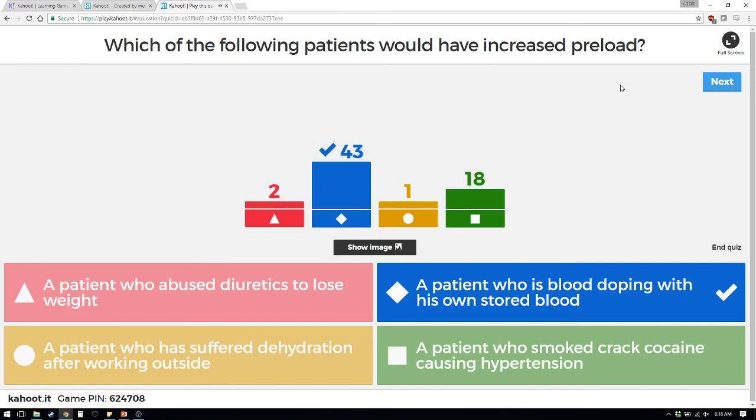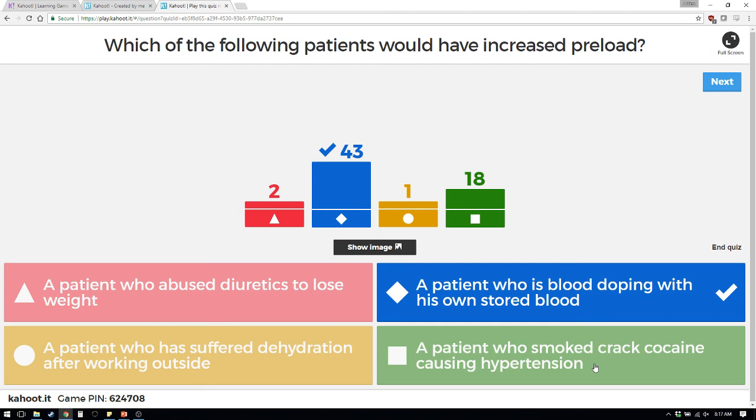Okay, so why is this the correct answer? Yeah, right, so the whole volume of the blood is going up, so more of it is going to be coming back into the heart, right? The patient who smoked crack cocaine would not cause increased preload because that's mainly going to be an arterial constrictor, which would be affecting what more often? The afterload, right? So the afterload would certainly be increased there.